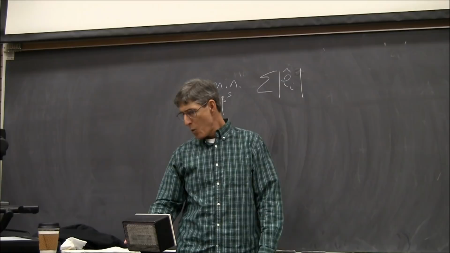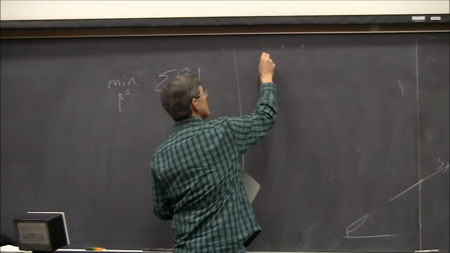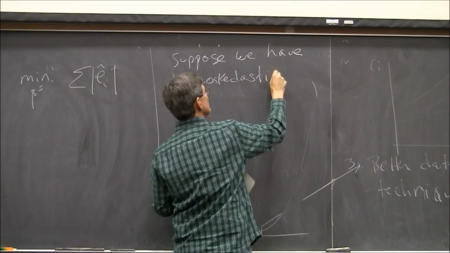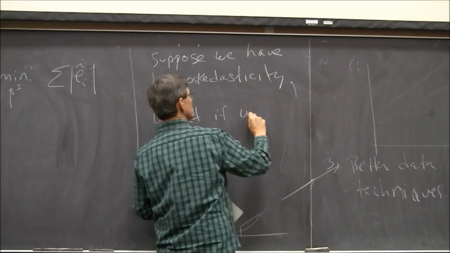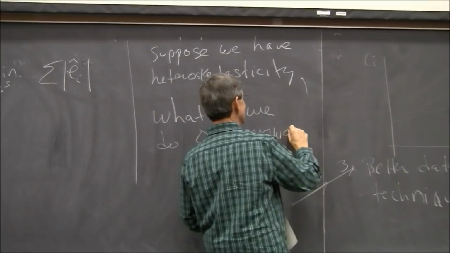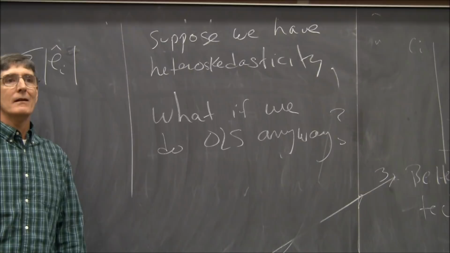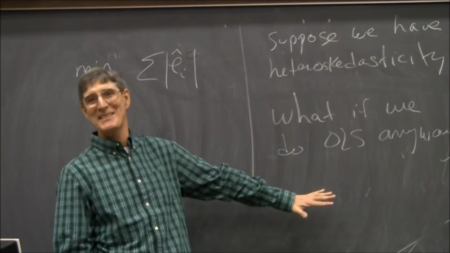Okay. New topic. Suppose we have heteroscedasticity. We have a problem, Houston. What if we do OLS anyway? Well, if OLS is fine, we probably would have written a whole chapter here. We would have just said, oh, if you have heteroscedasticity, just do OLS, it's fine, we'd have moved on. So we want to explain why OLS is not fine. But let's see what the properties are.